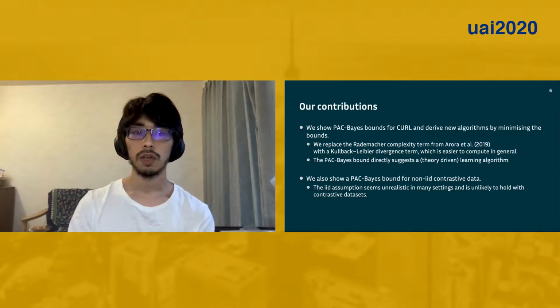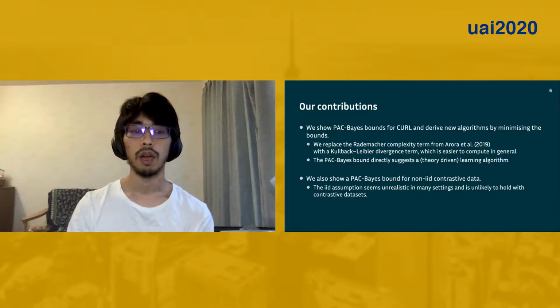In this work, we extend their approach for theoretical understanding of CURL. We show the first PAC-Bayes bound for CURL and derive algorithms by minimizing the bounds. Technically, we replace the Rademacher term in the previous Arora et al.'s bound with Kullback-Leibler divergence, which is easier to compute in general. Therefore, the PAC-Bayes bound suggests a theory-driven learning algorithm.